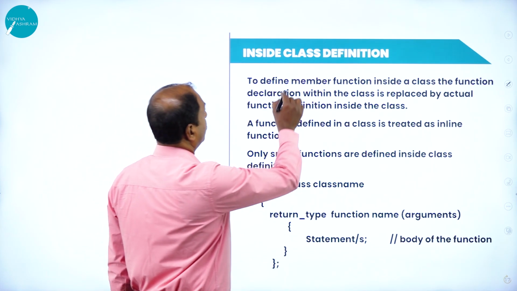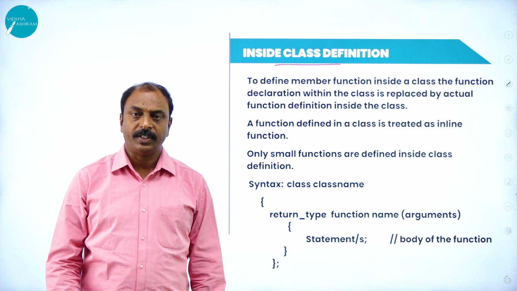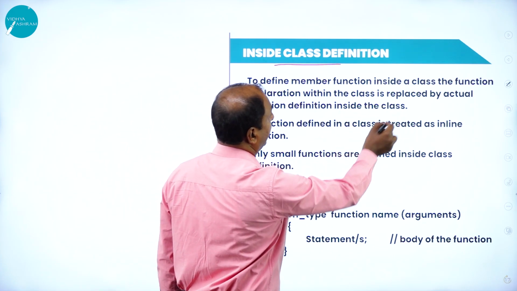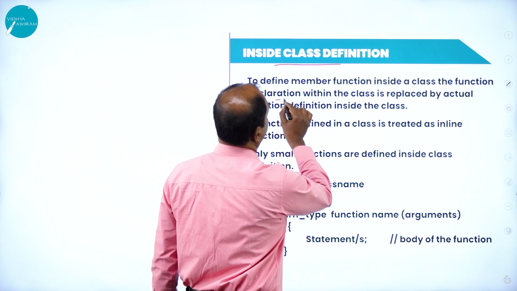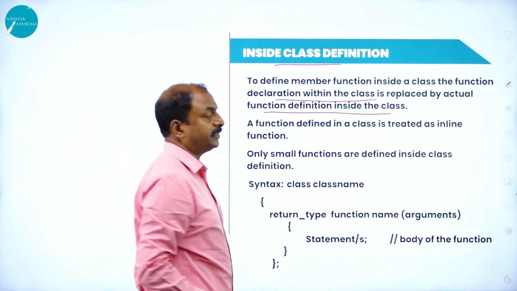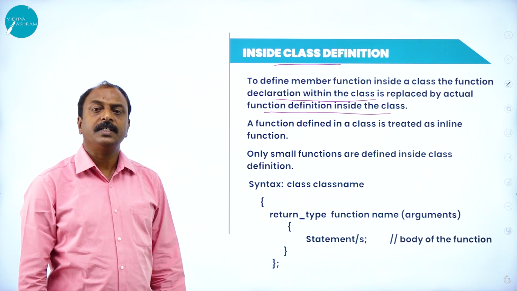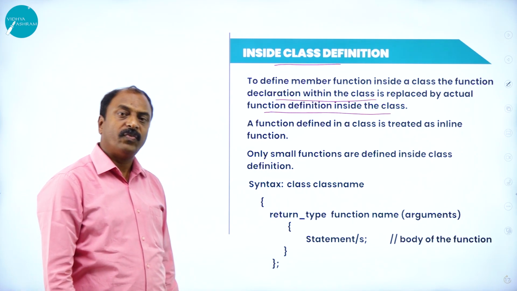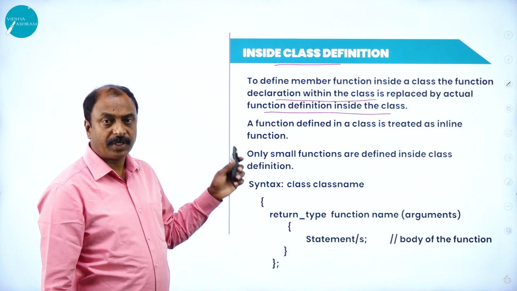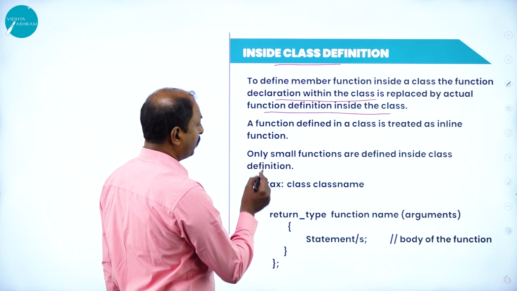Now let us see the definition inside the class. We are going to learn how to write the function definition inside a class. Here, for a member function inside the class, the function declaration within the class is replaced by the actual function definition. Whenever you declare a function, it must have a function definition either inside or outside the class. In this example, we write the function definition inside the class.